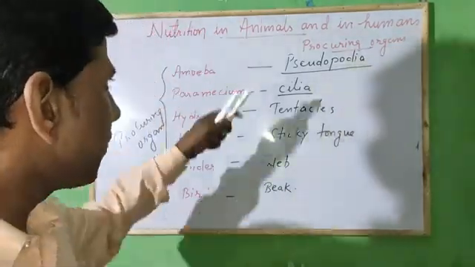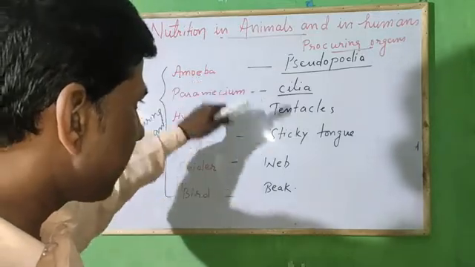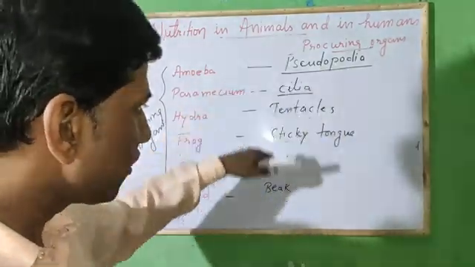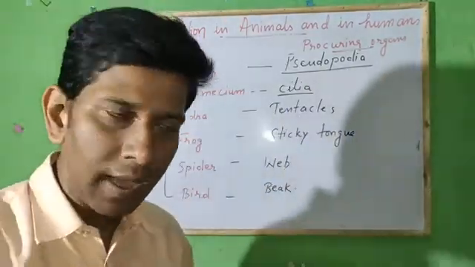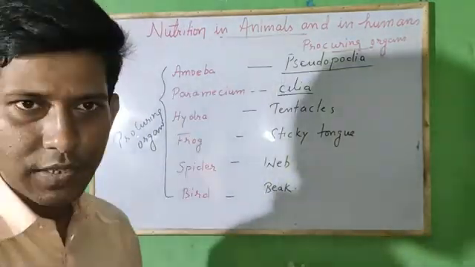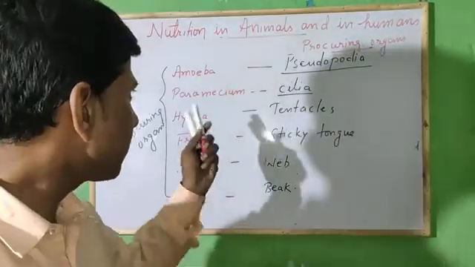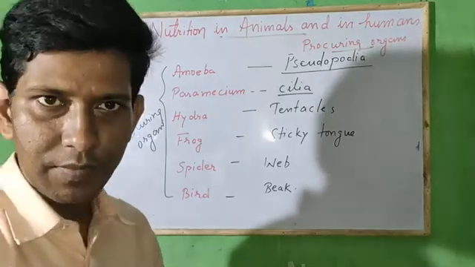So in this way you have seen certain examples of the capturing organs present in their bodies, and these organs are very important for such types of organisms.